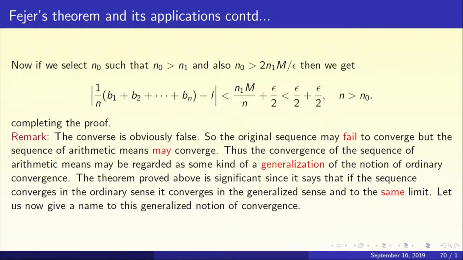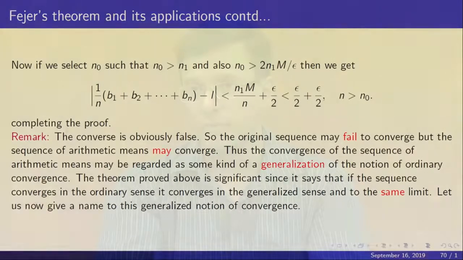The converse is obviously false. Why? Take the sequence 1, −1, 1, −1, 1, −1. This sequence does not converge. But if I take the sequence of arithmetic means, it does converge. So, the original sequence may not converge, but the sequence of arithmetic means converges. So, the converse is not true.